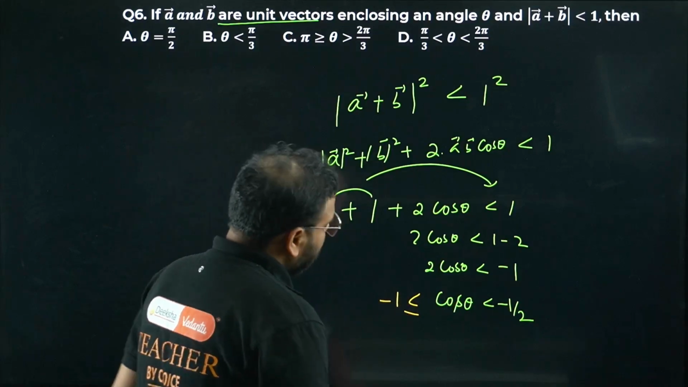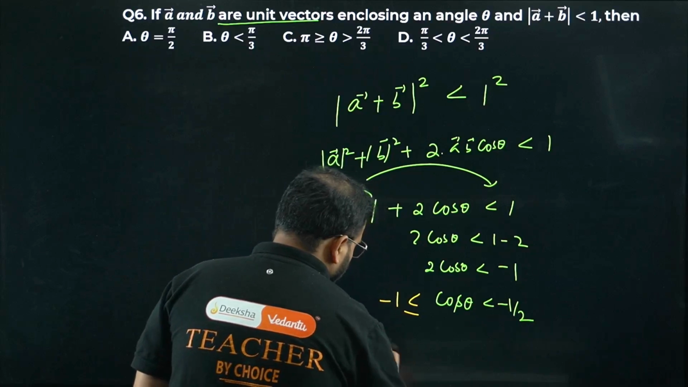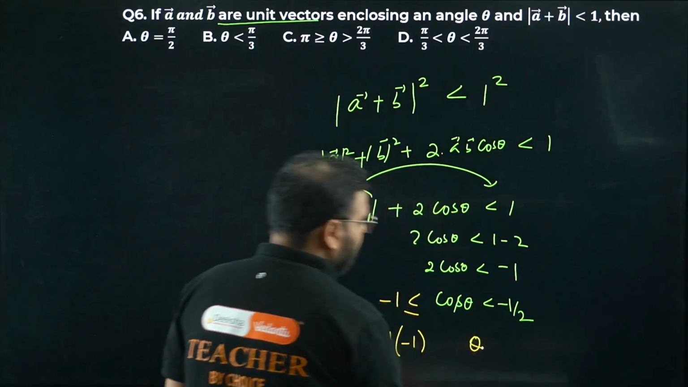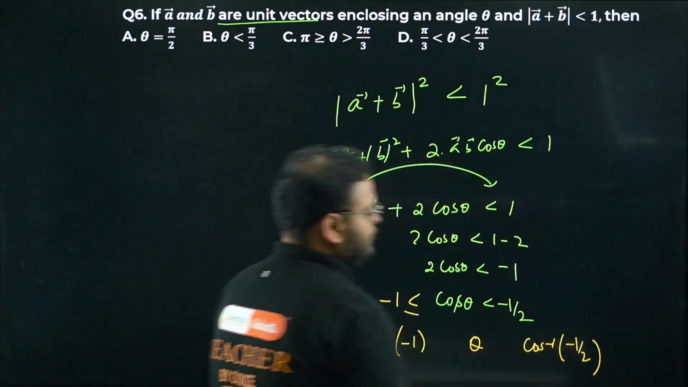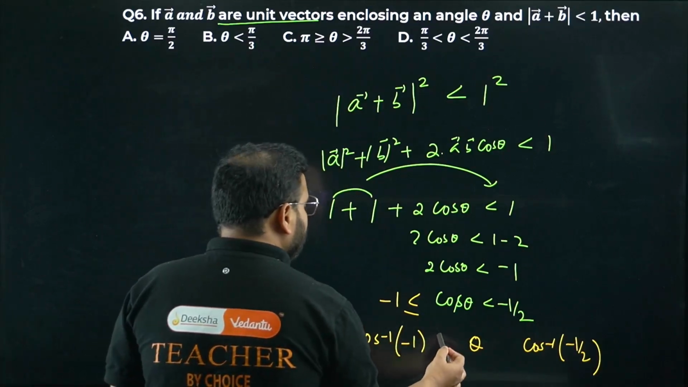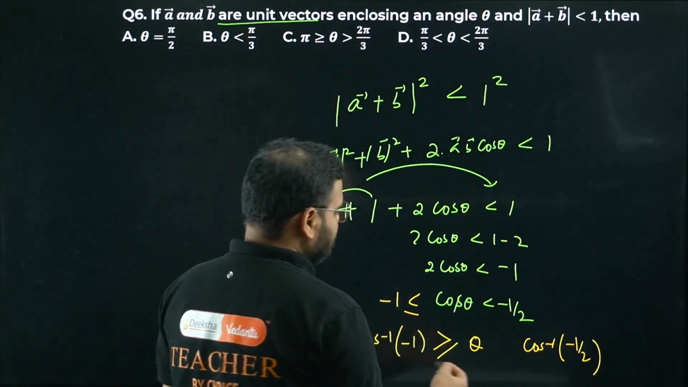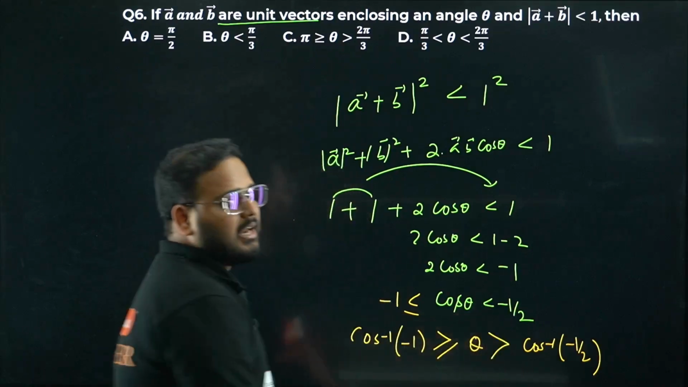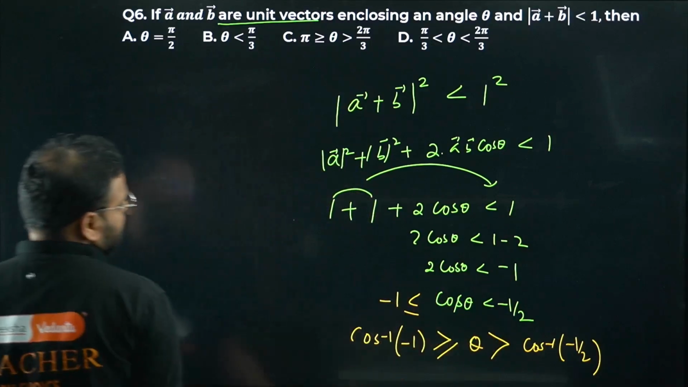Now check this out. I'll apply cos inverse on both sides. It will become cos inverse of minus 1, theta, and cos inverse of minus 1 by 2. Now we know that cos is a decreasing function, so it reverses the inequality. Less than or equal to will become greater than or equal to, and less than will become greater than. Now please check this condition from here.